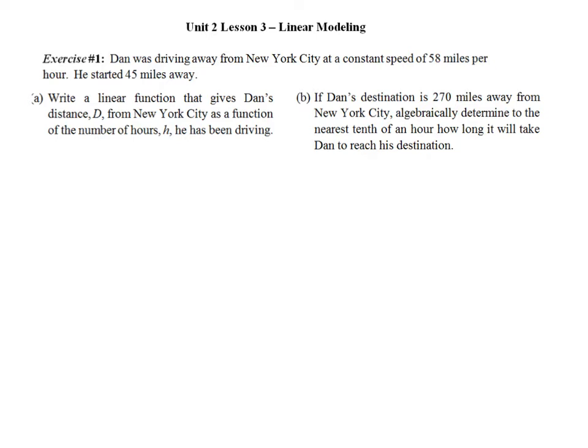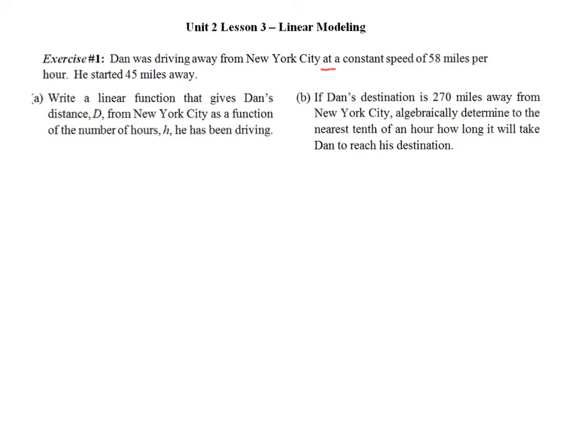In part A, we want to write a linear function that gives Dan's distance d from New York City as a function of the number of hours he has been driving. So you'll notice that we are going to use the variables d for distance and h for number of hours that he has been driving. We are given some important information in this problem, so we want to go back and look at that.